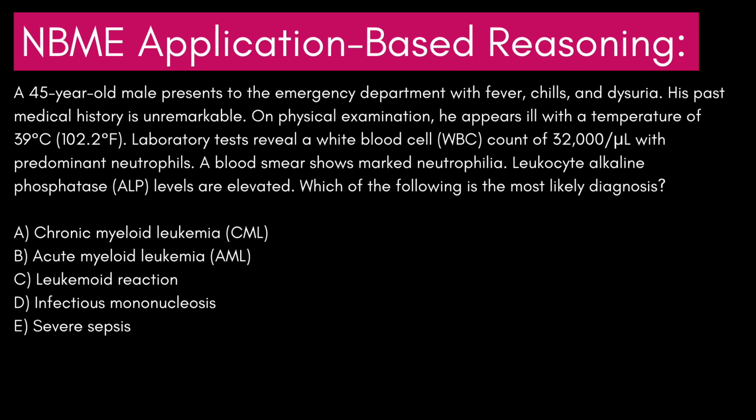A 45-year-old male presents to the emergency department with fever, chills, and dysuria. His past medical history is unremarkable. On physical examination, he appears ill with a temperature of 39 degrees Celsius, 102.2 degrees Fahrenheit. Laboratory tests reveal a white blood cell, WBC, count of 32,000 per microliter, with predominant neutrophils. A blood smear shows marked neutrophilia. Leukocyte alkaline phosphatase, ALP, levels are elevated. Which of the following is the most likely diagnosis?